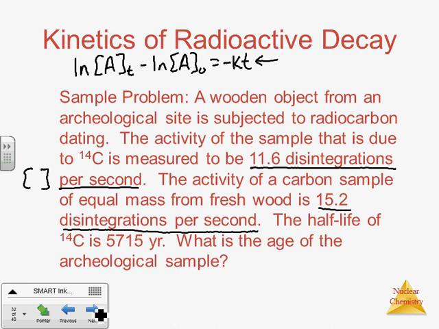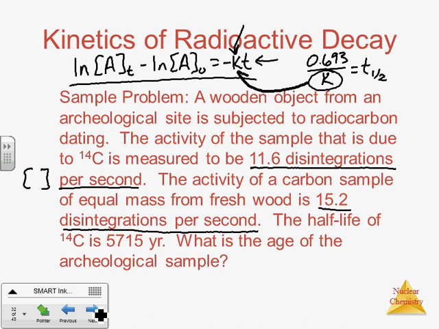So we need to plug into this equation, but the problem here is we have 2 unknowns at this point. We don't know the T, or the time, that's what they're asking us for, and we don't know the K, the rate, or the decay constant. We don't know how fast this thing is decaying. But they do give us the half-life. So remember, we've got another equation here: 0.693 over K equals T to the 1/2. And once we find this K, we can plug it back into this equation, and then we should be able to find our T.